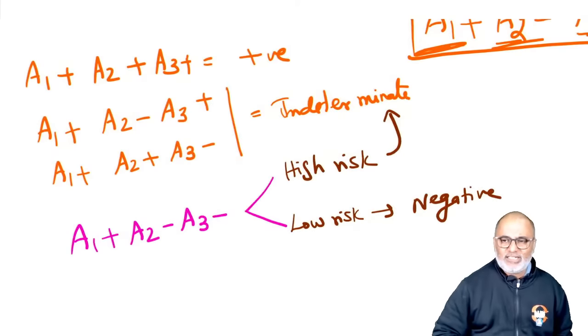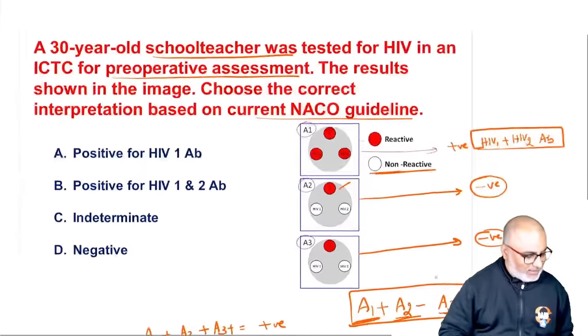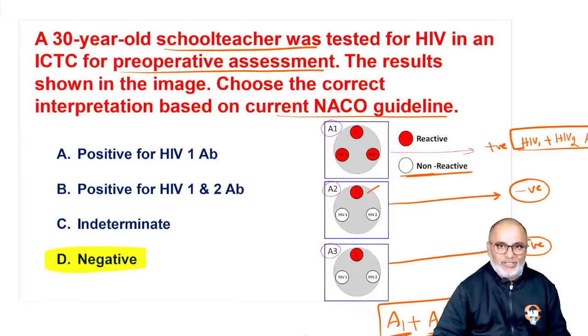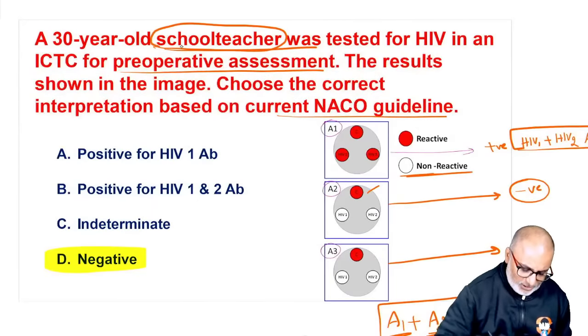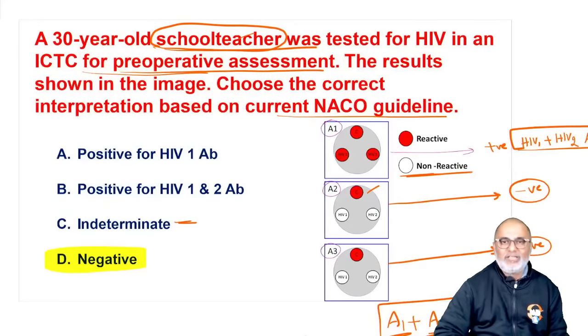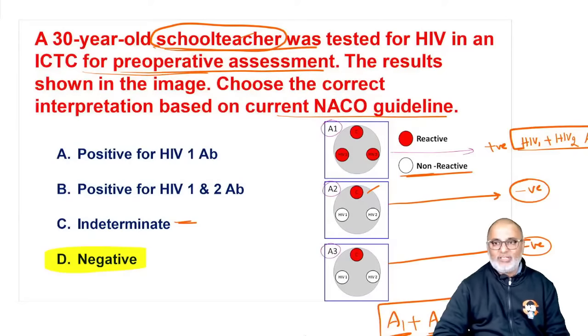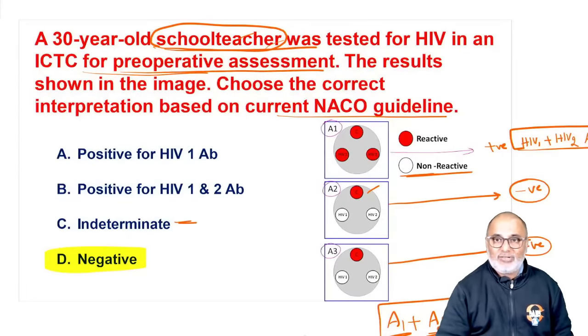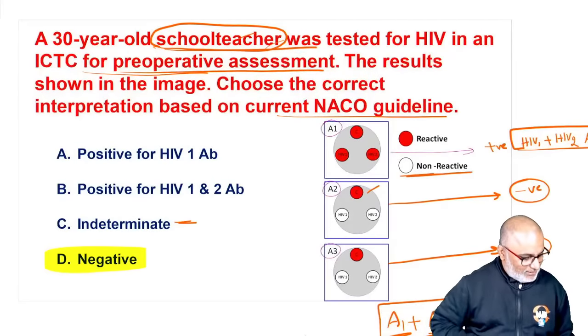So here she is a school teacher and it is for pre-operative assessment. So a low risk individual, and the answer, everybody already answered beautifully, is negative. But you should know why we are marking negative. Suppose the question comes as commercial sex worker, then the answer will be indeterminate. So every word is important in the question. School teacher and pre-operative assessment make low risk and it is negative. Suppose the same school teacher had unprotected sex with somebody. If the question comes like that, then risk will be there and you can say indeterminate. So depending upon the history, you need to answer. Got it, my dear?